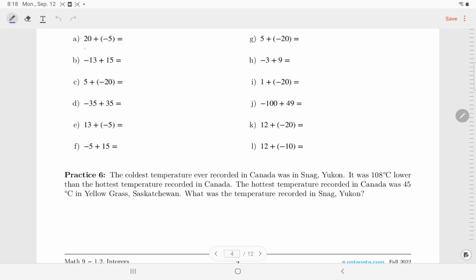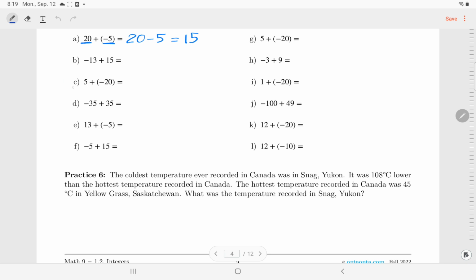Practice 5. 20 plus negative 5. To add a negative number is the same as subtracting the positive number. In this case, since our positive number is larger, it is easier to say 20 minus 5 is equal to 15. You could also see that we have 20 positive signs and only 5 negative. So 20 minus 5 is 15. The larger number is positive, so the result is positive.